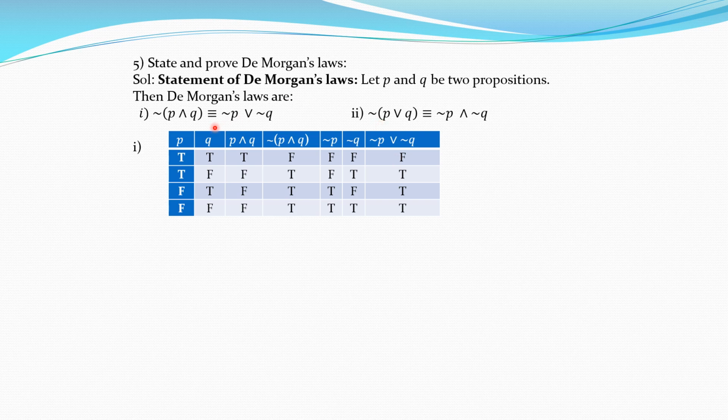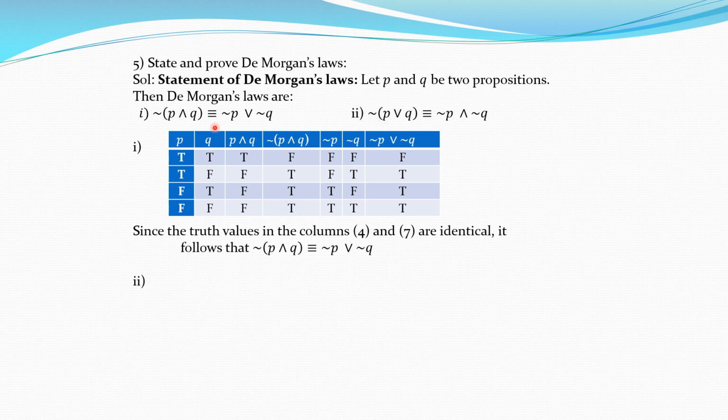So to prove these laws, again we are using method of truth table. So for first, we have prepared a truth table containing P, Q, P and Q, negation (P and Q), negation P, negation Q, negation P or negation Q. Now here this is the column of negation (P and Q), which is F once and T three times, and same is for negation P or negation Q. So these two columns are identical, it means they are logically equivalent.